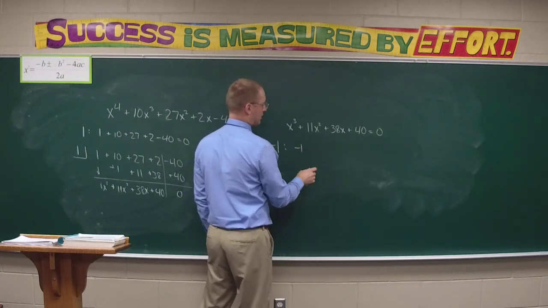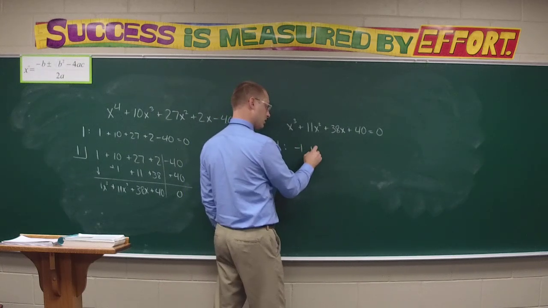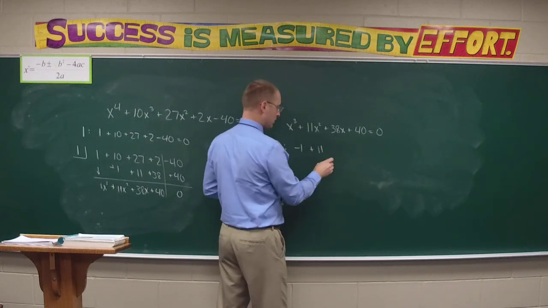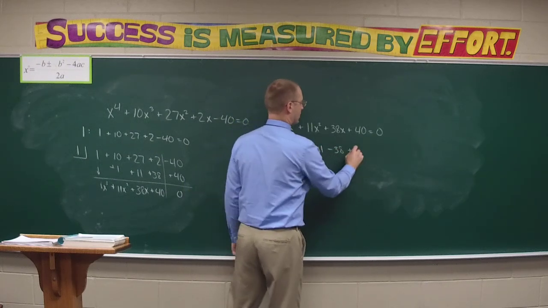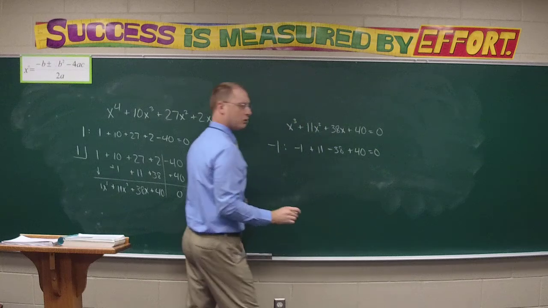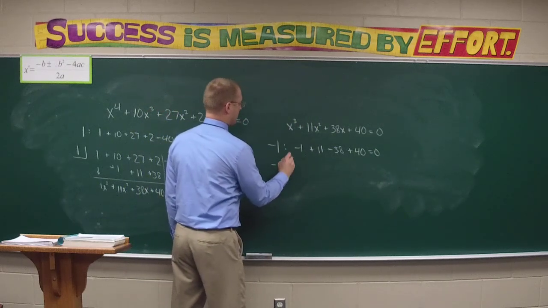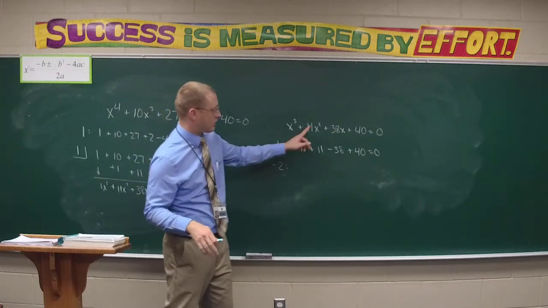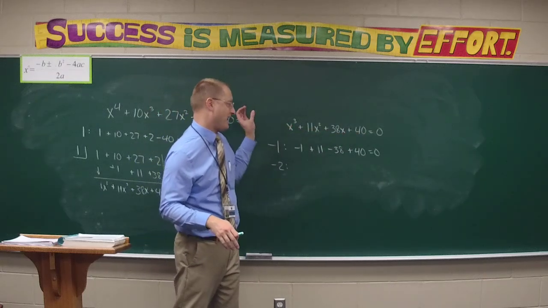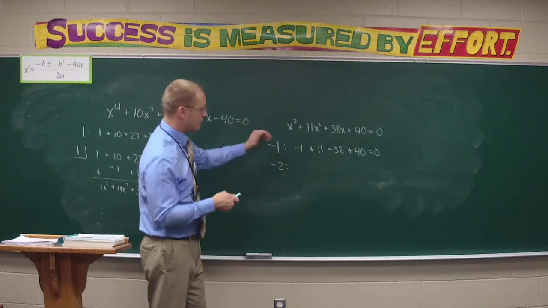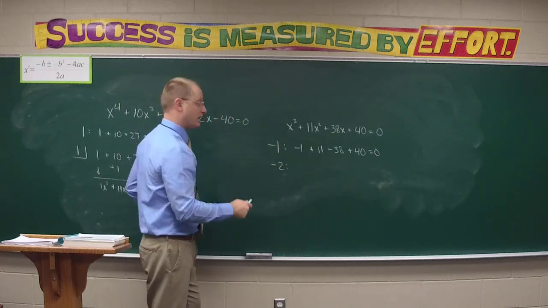Negative 1. Positive 11. Negative 3. Positive 4. And does that equal 0? All right, so now let's try negative 2. We're not trying any positives because anything you plug in that's a positive is going to leave it all positive, and you can't add a bunch of positives and equal 0. We need some of this alternating stuff. All right, so let's try the negative 2.